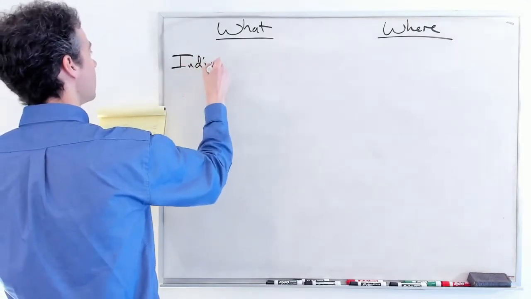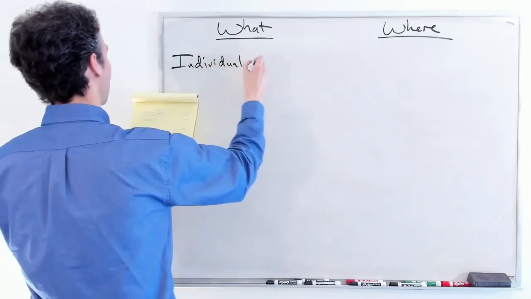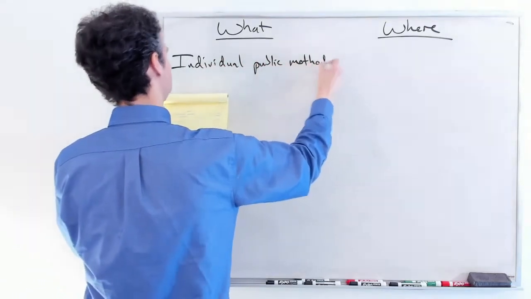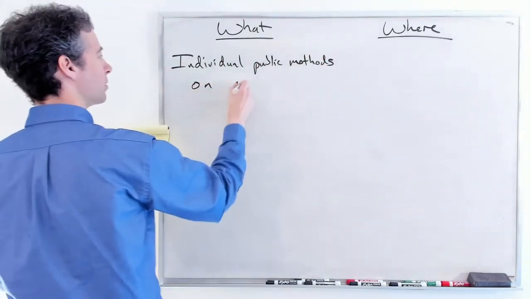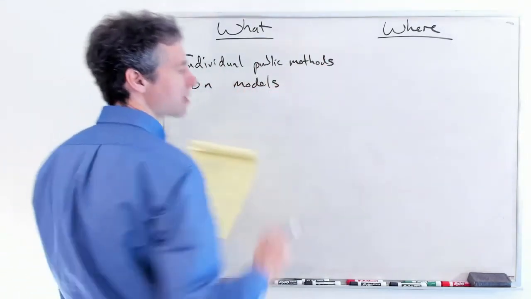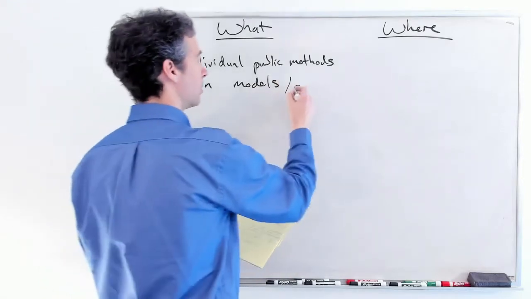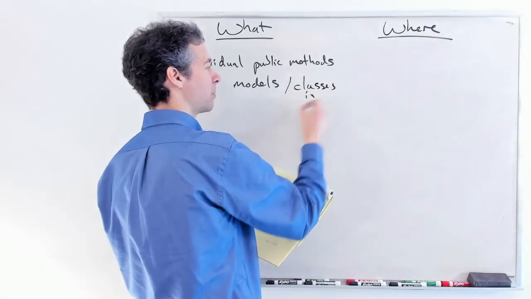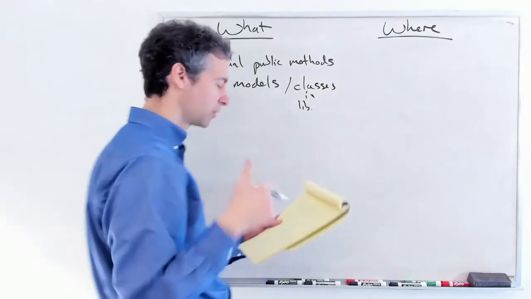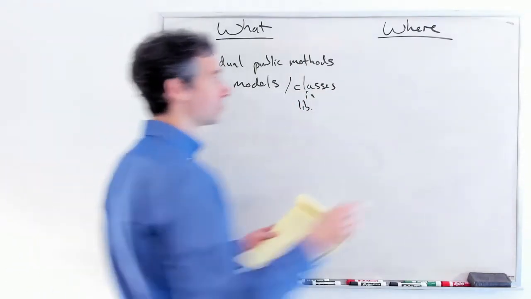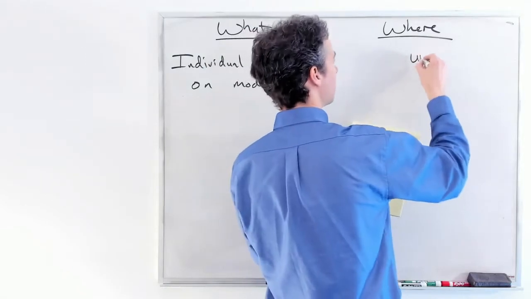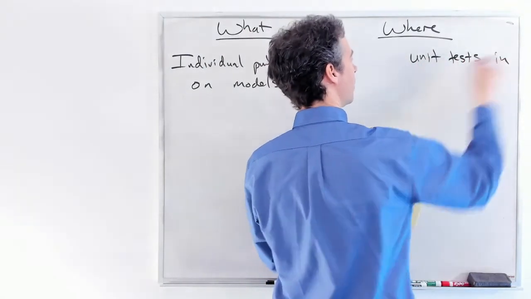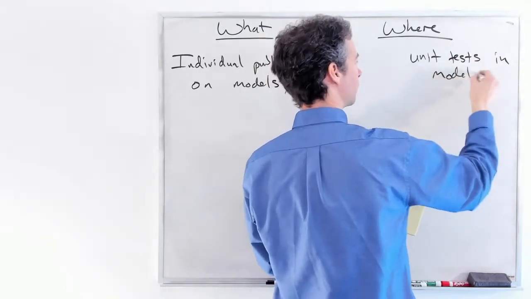We should be testing the individual public methods on our models, as well as any other classes or objects. For example, you might put these in the library directory, the lib directory. Where are you going to test this? You're going to write unit tests, and you're going to put them in the models directory. Okay.